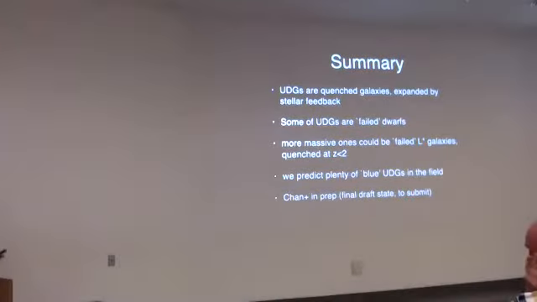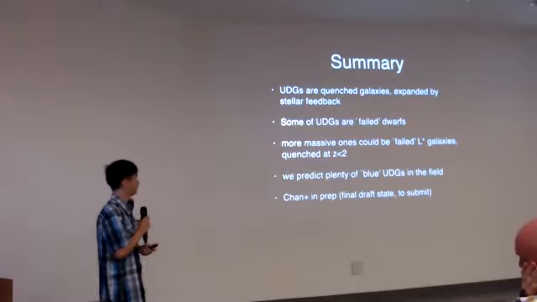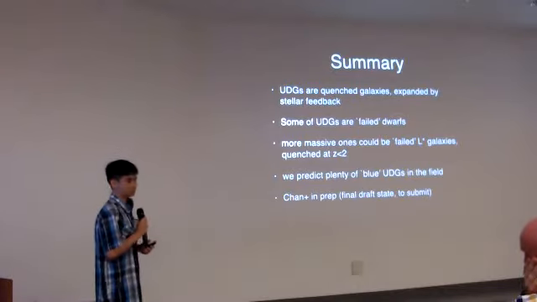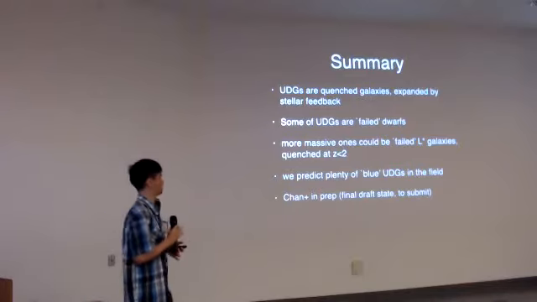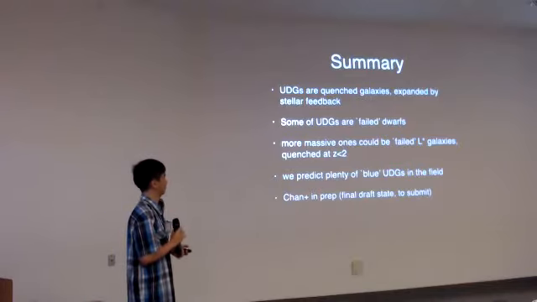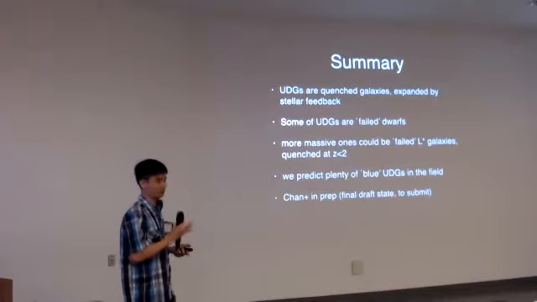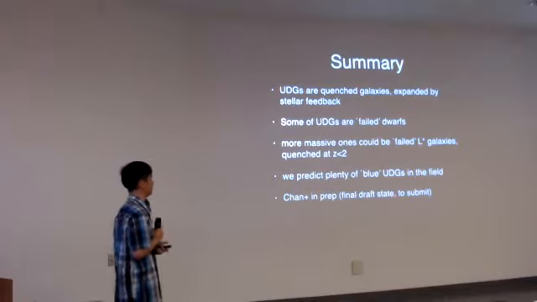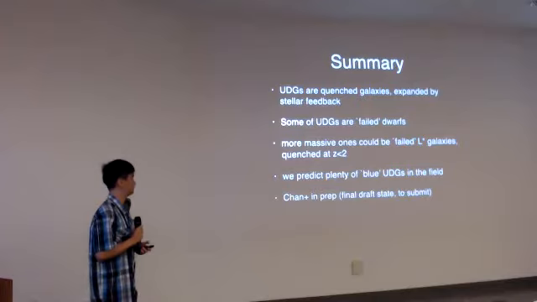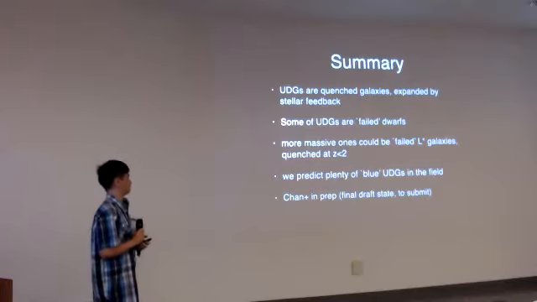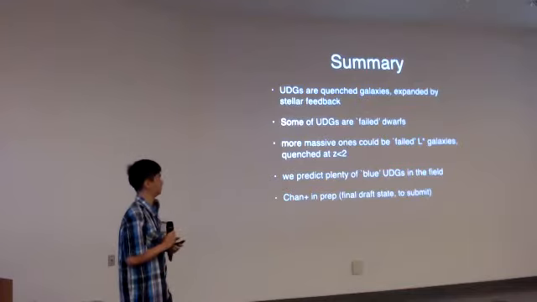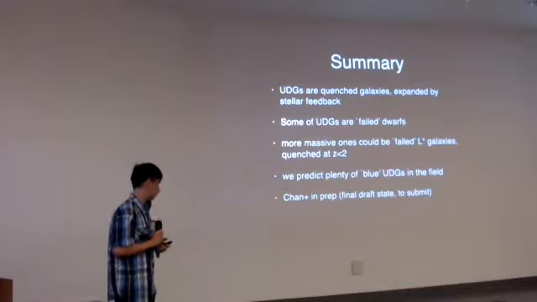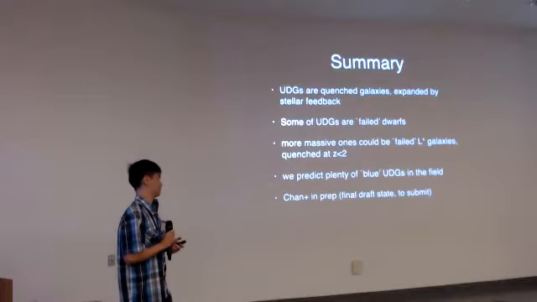Finally, we have a summary here. UDGs are quenched galaxies expanded by stellar feedback, and they can get into the cluster environment and get quenched, and they will become very red UDGs. Some UDGs are failed dwarf galaxies, but more massive ones, for example the one found by Dragonfly, could be a failed L star galaxy. And we also predict there should be plenty of blue UDGs in the field.